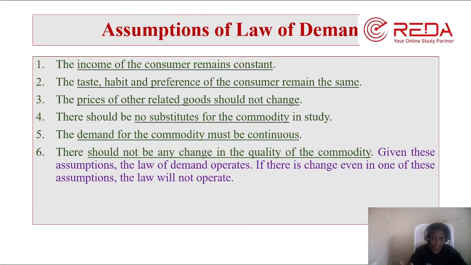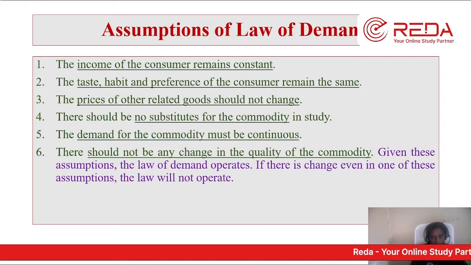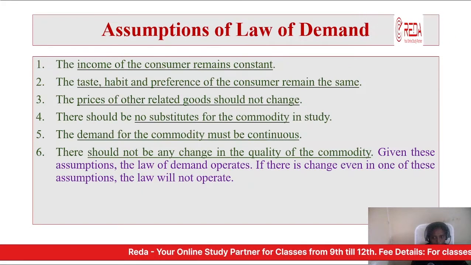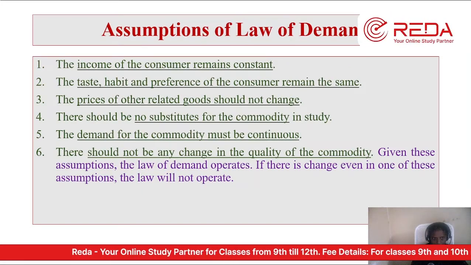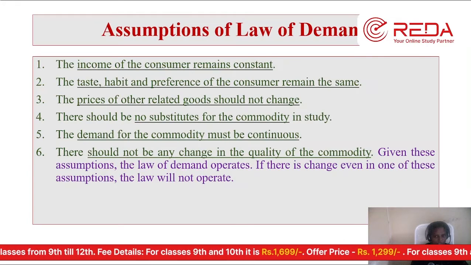If the price of the other related goods is very less, then my habit will change. My behavior will change to purchase the other related good. So that should not be there when the demand is analyzed. Okay, then there should be no substitutes for the commodity in study. Yes, the study is not related with the other substitute goods. Okay, you know what all the substitute goods are. So these substitute goods should not be there.